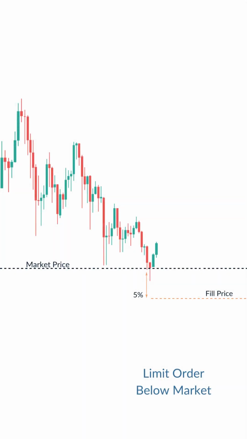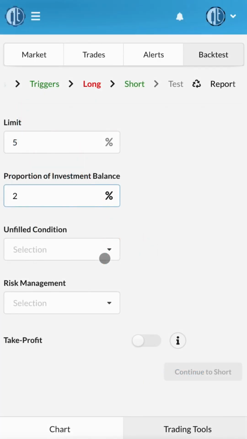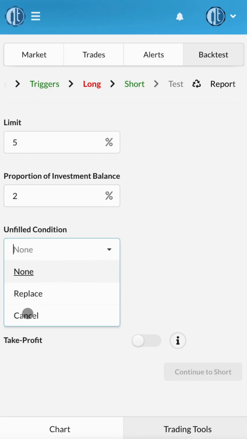Let's revisit the below market limit order that we explored earlier. If the price were to rise, the system is left with an open order that may not be filled for an extended period. This is where the unfilled condition comes in. You may choose to cancel the order entirely or replace the order in a given period.